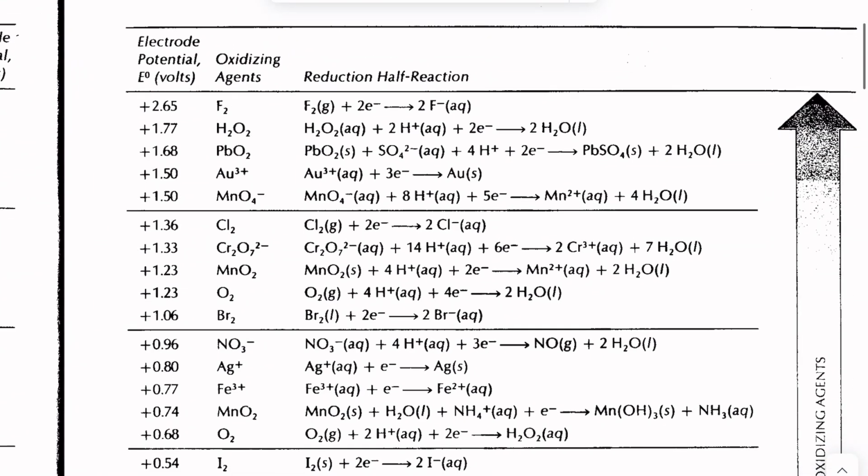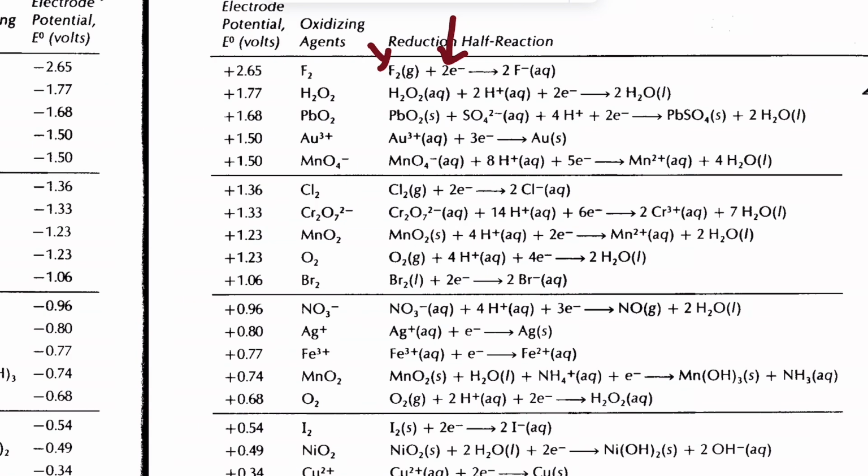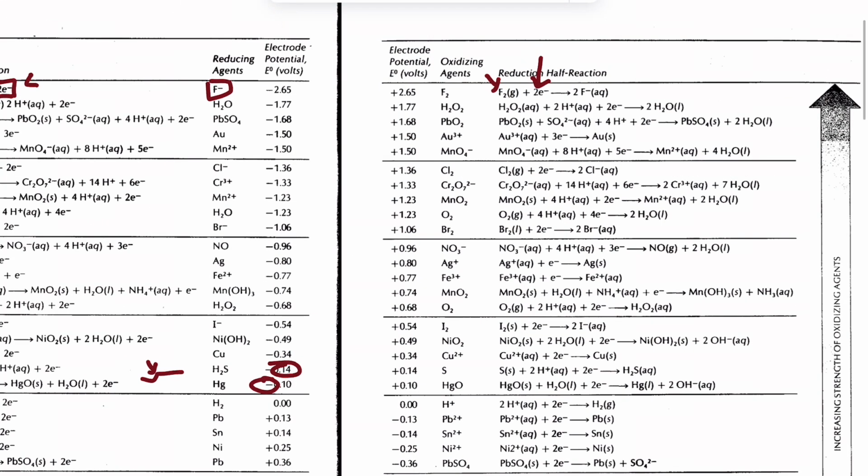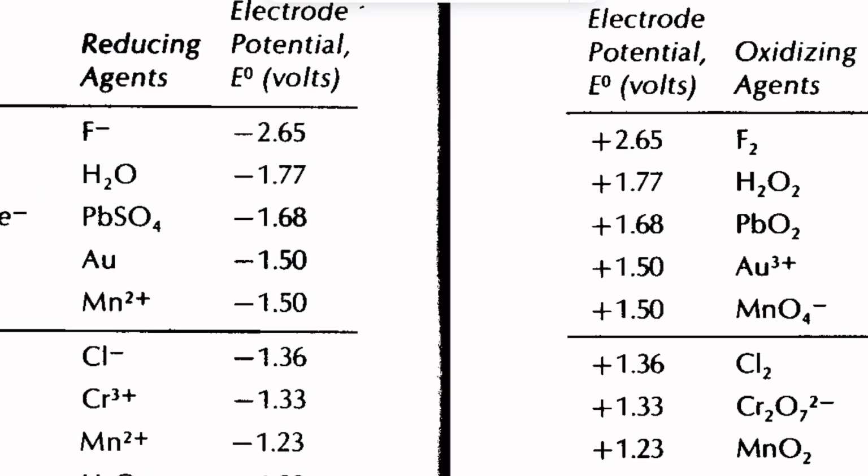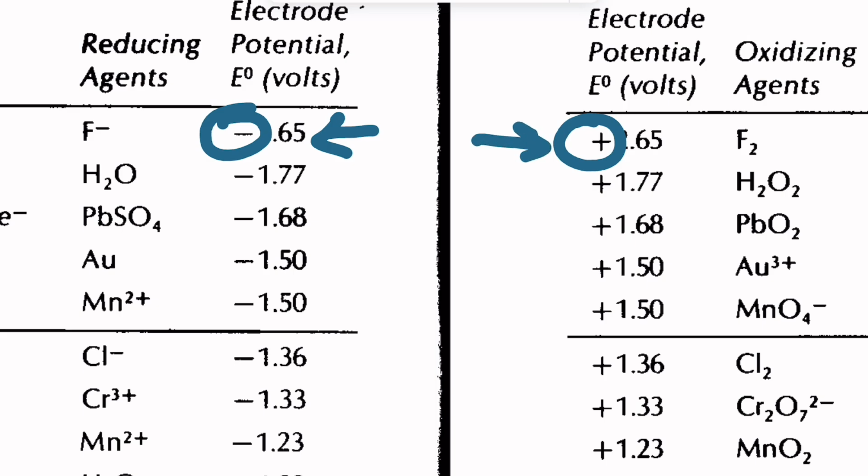On the other side, we have the reduction half reactions, and it is the opposite of the oxidation reactions in that the electrons appear on the reactant side because the species is being reduced. Therefore, it is gaining electrons. The electrode potentials are exact opposites from one side to the other. It should make sense that the electrode potentials are the same number, just a change in the sign, meaning that if the reaction for oxidation is very unfavorable, the reaction for reduction must be very favorable.